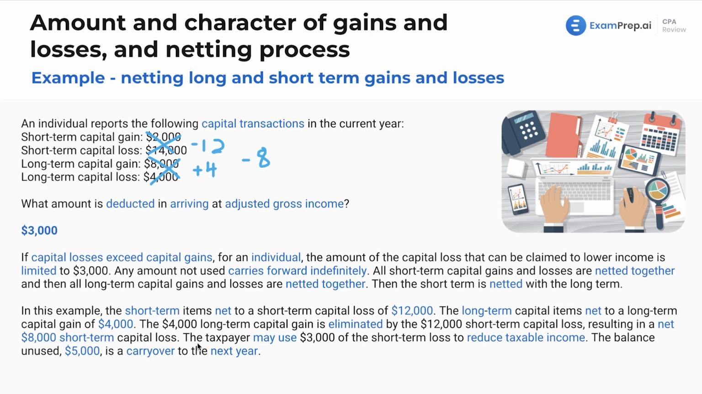And then we have our trick that we learned: that $3,000 amount. We are capped at $3,000 when using this to reduce taxable income. Now, keep in mind what the question is asking. This is asking what can actually be deducted, so that is only $3,000.